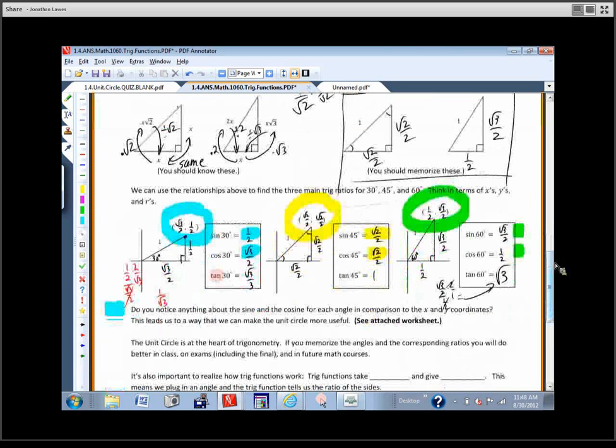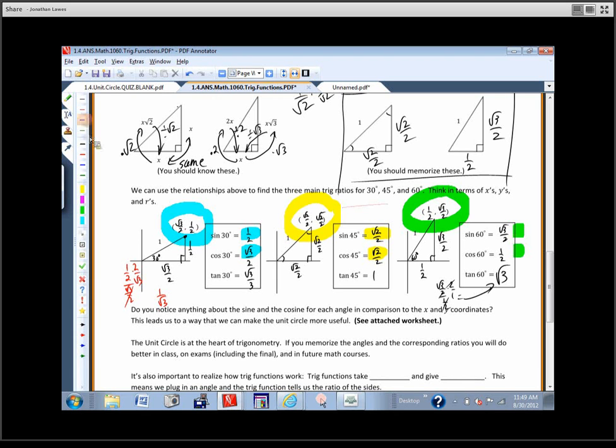We then used those ideas to figure out what the sine, cosine, and tangent was for 30 degrees. Notice that 30-degree angle, okay, and that 1/2 over here. Sine, cosine, and tangent for 45 degrees. Sine, cosine, and tangent for 60 degrees. Okay? And then I left you with this question right here. It says, do you notice anything about the sine and cosine for each angle in comparison with the x and the y coordinates of the point on the unit circle? So we're talking about this point and these 2 trig function values. This point and these 2 trig function values.